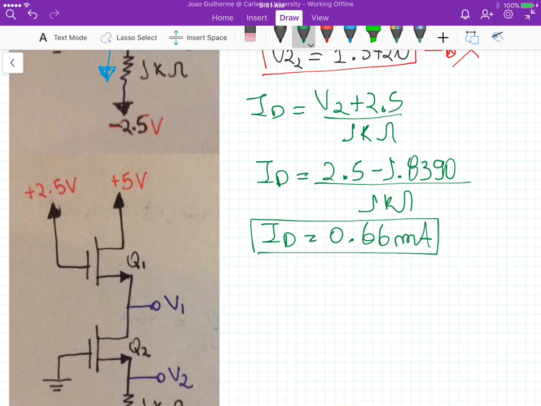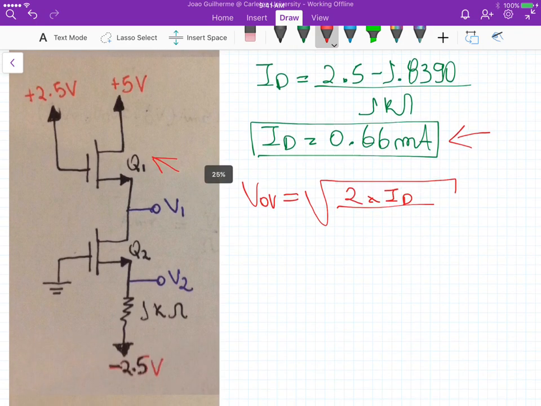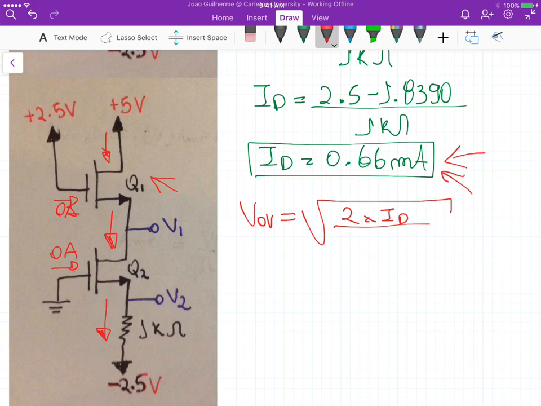Now with this value of ID, we can calculate, for example, the V overdrive of the first transistor, right? And for that we know that V overdrive is equal to the square root of 2 times ID. And remember, even if we calculated this current here, it is the same all over these branches, right? Because this one here is 0 amperes, this one here is 0 amperes. So we can just isolate V overdrive in the equation for ID, the same equation that we used up there to define the value of ID here. But now we are analyzing the first transistor. So this V overdrive 1 is 2 times ID divided by Kn.